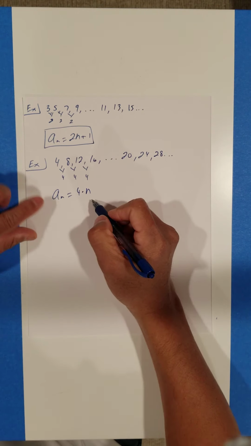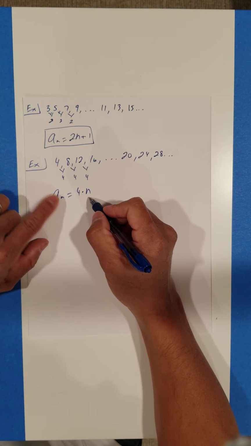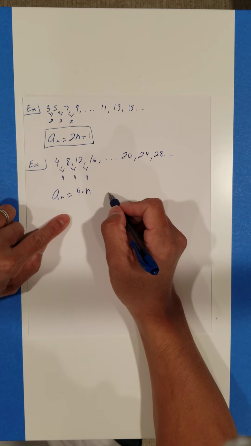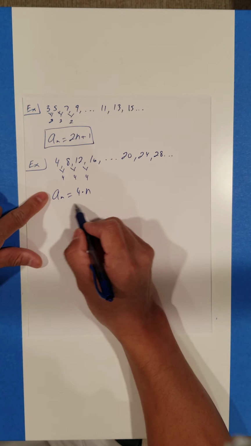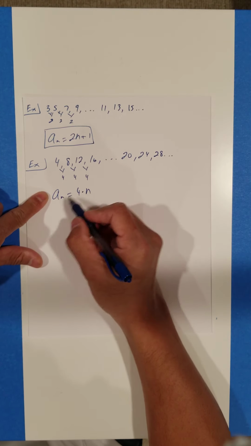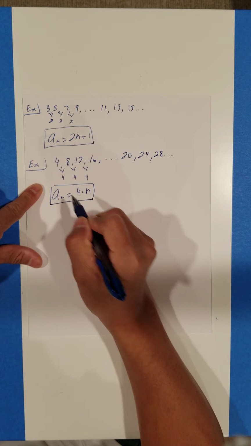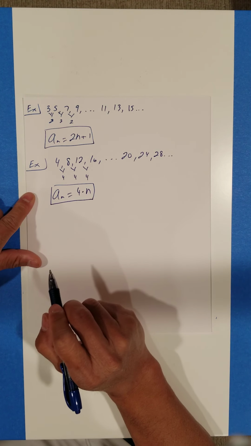All right, now let's check and see if it fits. If it fits, perfect. If it doesn't, then I have to adjust by adding or subtracting here. Put in 1, I get 4. Put in 2, I get 8. Put in 3, I get 12. So this is going to be fitting perfectly. Okay, there you go.